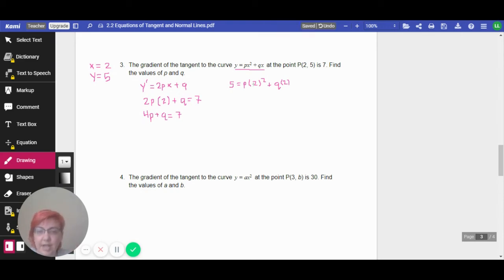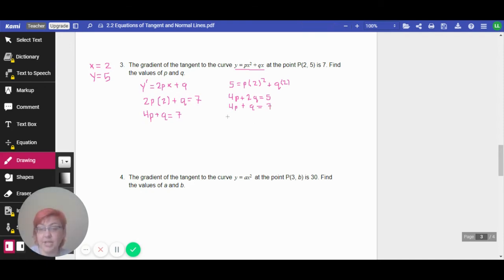So I'm going to rearrange things a little bit. I know 2 squared is 4. So I'm going to write 4p plus 2q equals 5. And wouldn't you know it, I've got a little system of equations here. So I'm going to write this one here below. 4p plus q equals 7.